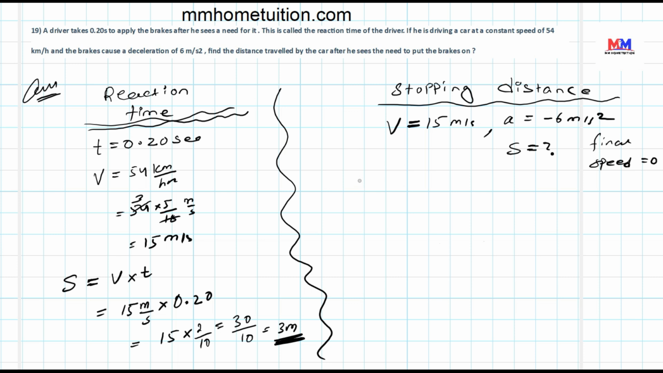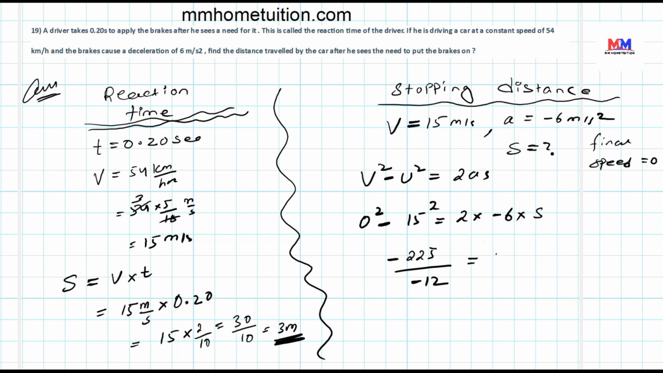We can write v square minus u square equals 2as. So this is 0 square minus 15 square equals 2 into a into s, that is minus 6 into s. So minus 225 divided by minus 12 equals s. That equals 225 divided by 12, so that is 18.75.